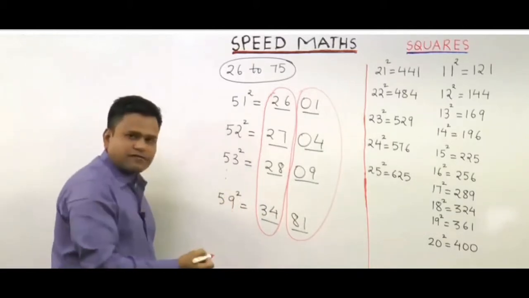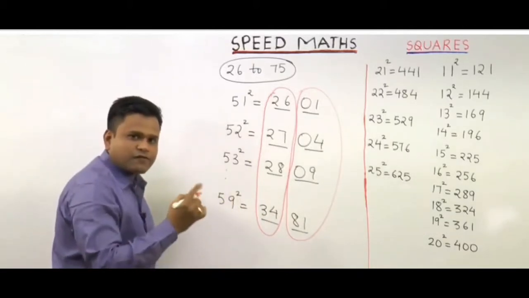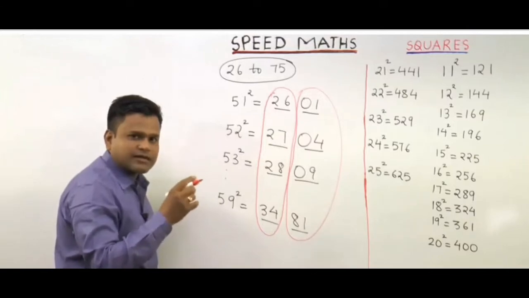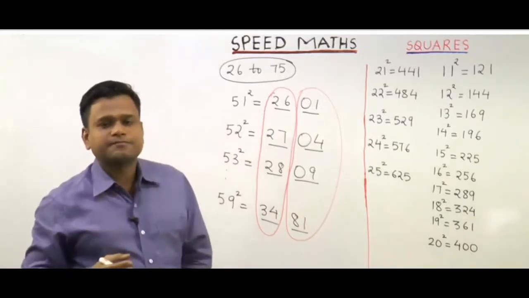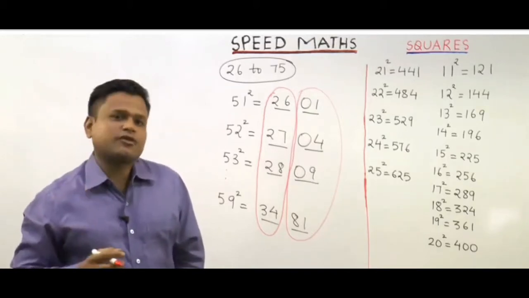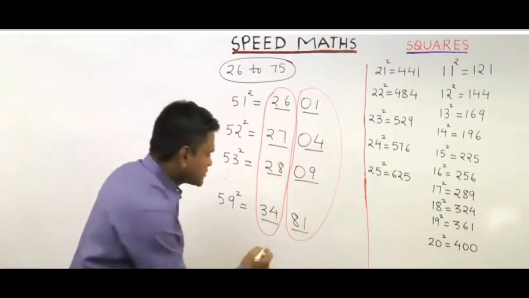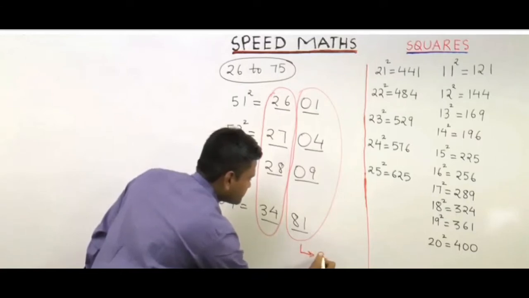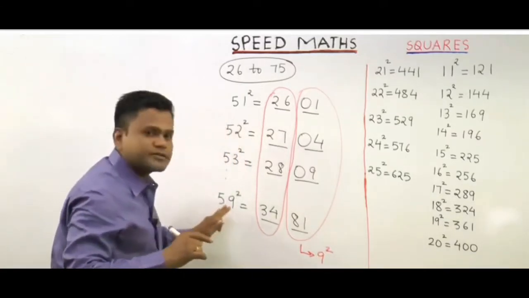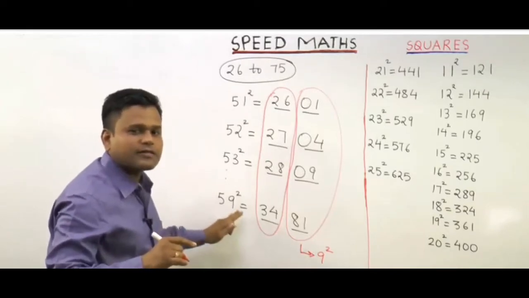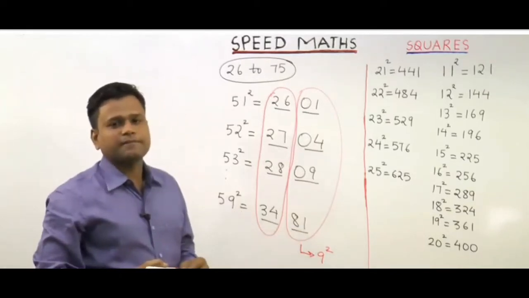Let's take this number 59. 59 is 50 plus 9. That 9 is that code number, is the essence, is the driving number here. 9 squared, you take it up. That is 81. This is what we have, 9 squared. How did we get that 9? This number is more than 50 by 9. And that is why this 9 squared has been taken up.